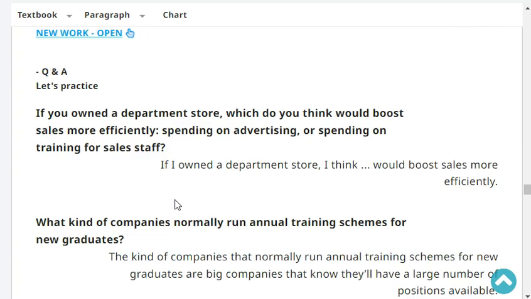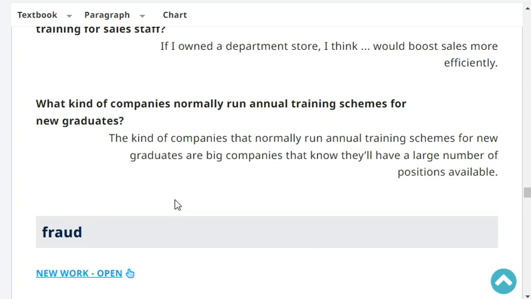Okay, if you own a department store, which do you think would boost sales more efficiently? Spending on advertising or spending on training for sales staff? If I own a department store, I think spending on training for sales staff would boost sales more efficiently than spending on advertising. Very good.